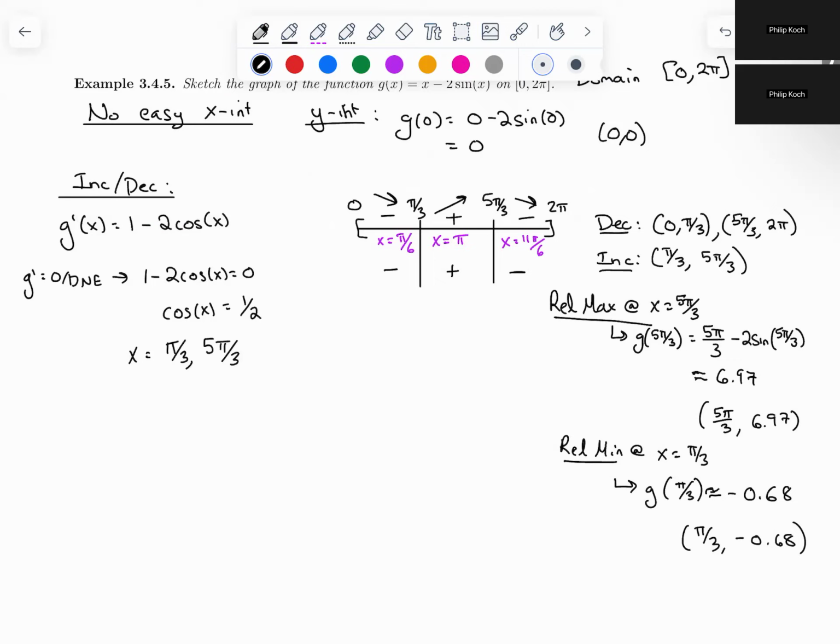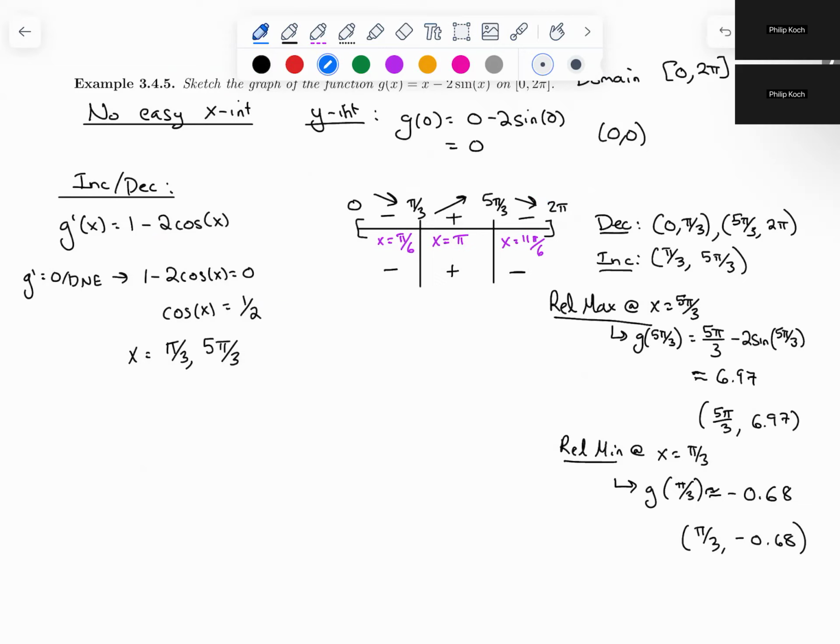So remember, the first derivative test is that sign chart, and it tells you where it's increasing and decreasing. Any place that you go from decreasing to increasing is a relative minimum. Any place where you go from increasing to decreasing is a relative maximum. It's going to go up and then down, so you have to reach an apex at some point.